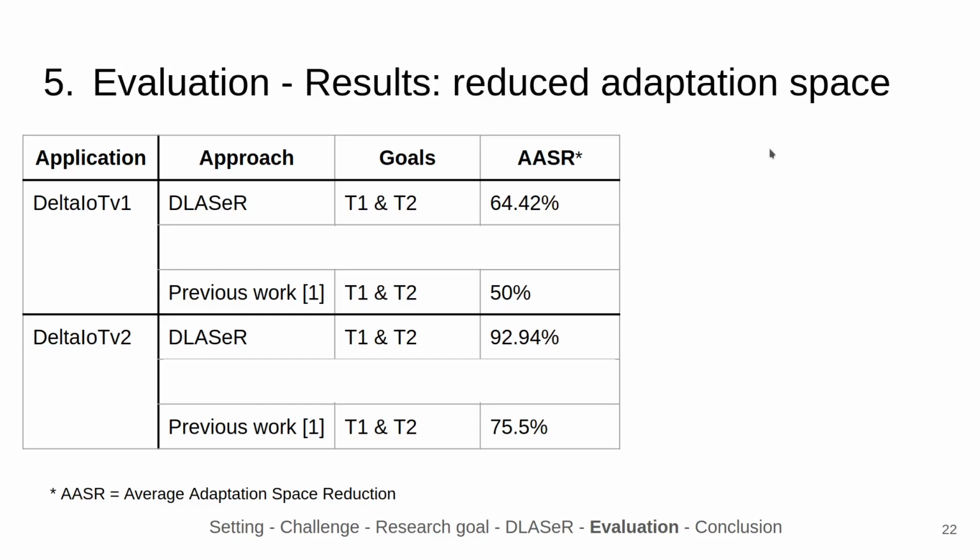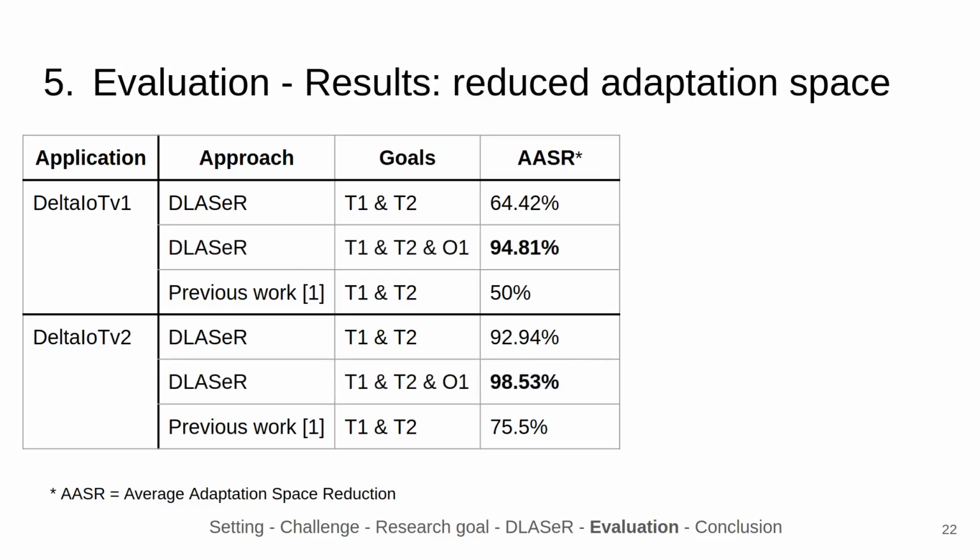We have come now to the evaluation of our work. We compare our work with previous work that utilized classical machine learning and evaluated the same two instances with the same or similar goals as we did. To capture the reduced adaptation space, we utilized the average adaptation space reduction metric, and we observed that for the two threshold goals we obtain a significantly higher average adaptation space reduction, and this is only for the two threshold goals. So when we incorporate the optimization goal that is used for the decision making into our DLASER framework, we see that we obtain an even higher average adaptation space reduction.